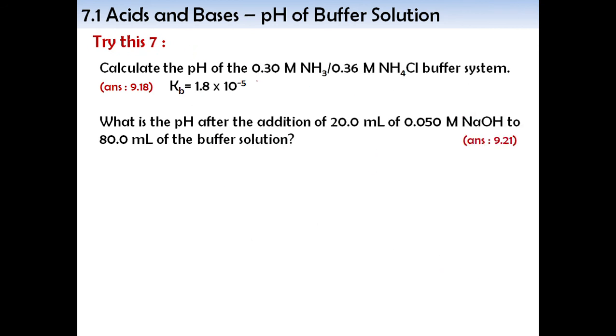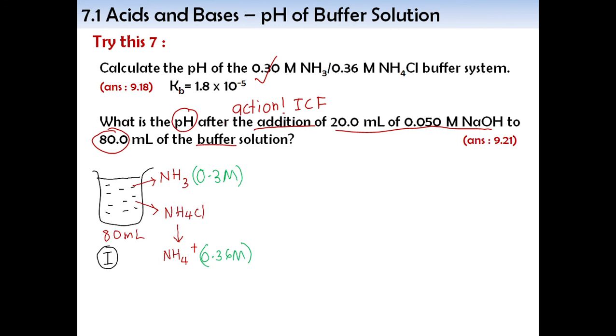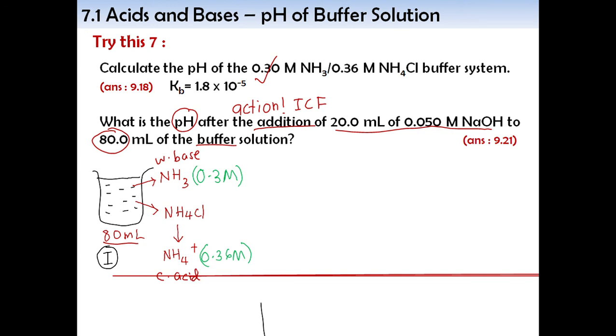Jadi untuk soalan 1 saya dah explain. So soalan yang seterusnya for try this 7. What is the pH after addition? So bila awak nampak je ni, you know that this is a buffer action. So bila buffer action, we must construct ICF table. So awak tambah apa? 20 ml of NaOH to 80 ml of the buffer solution. So initially, I have a buffer solution 80 ml. So this is weak base and I have NH4 plus as conjugate acid. Conjugate acid. And then saya akan add this much of NaOH.